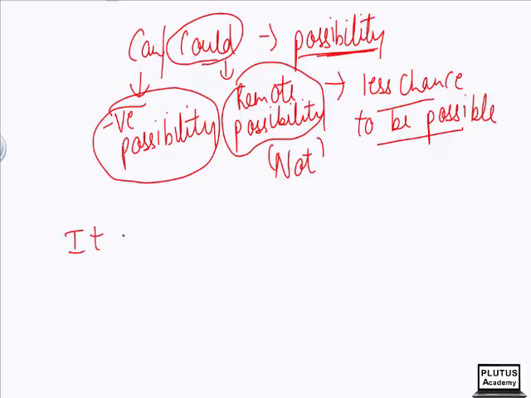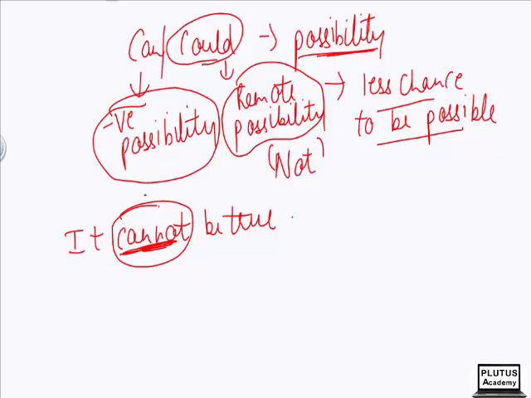It cannot be true. So in this sentence, we are showing negative possibility. There could be a bomb under your chair.